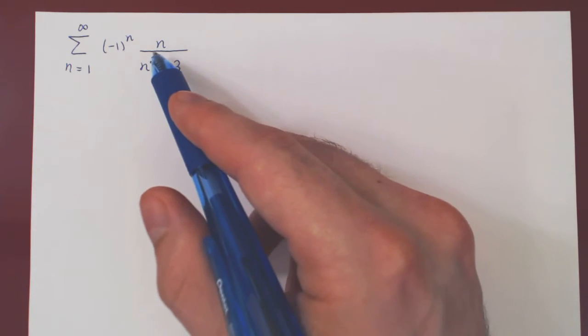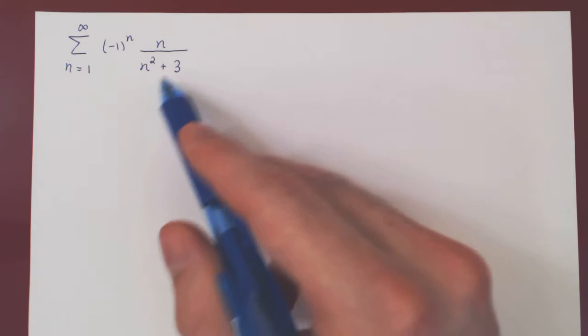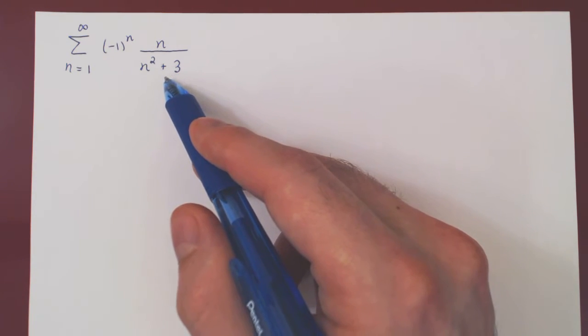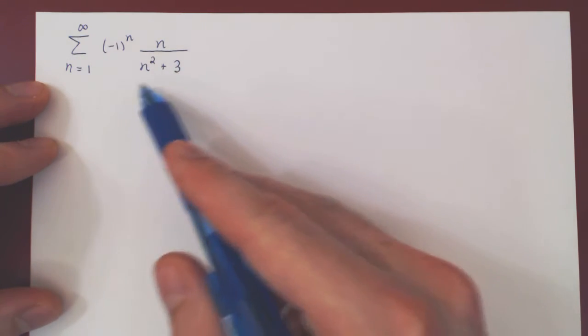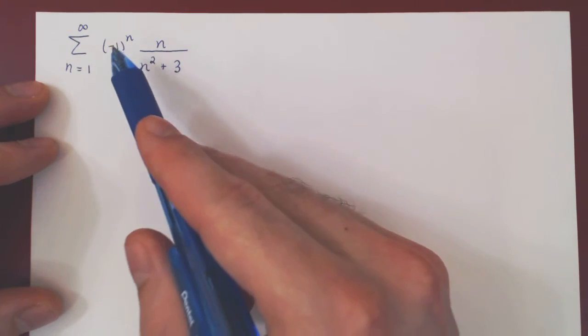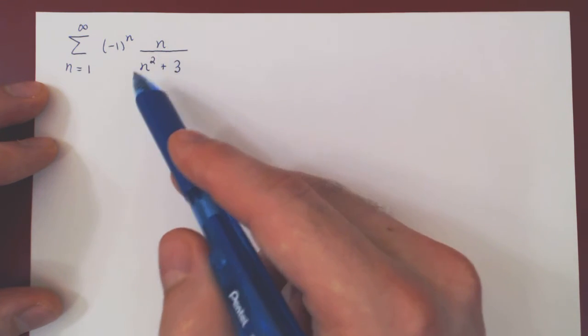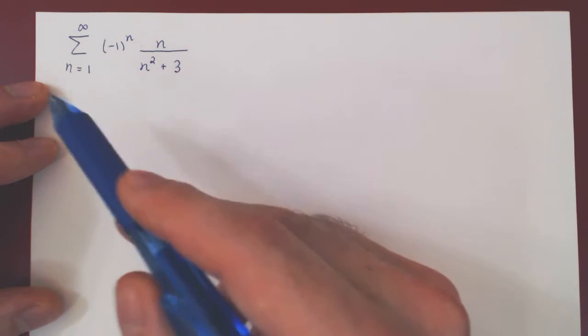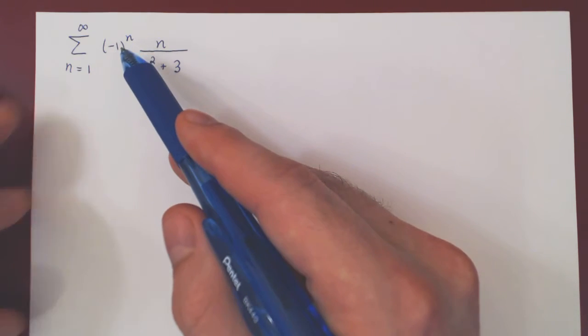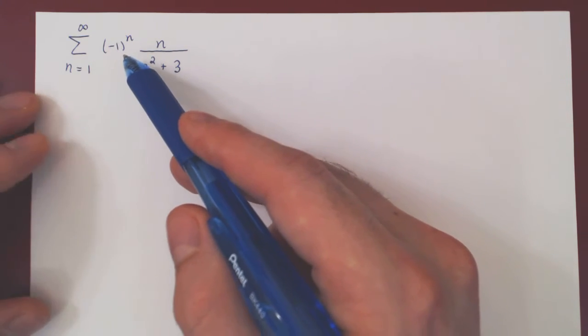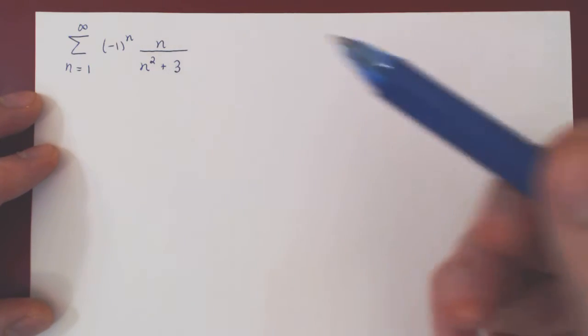Okay, so in this video, we will determine whether the series diverges, converges conditionally, or converges absolutely. So, let's look at the initial series. We are summing (-1)^n times n over n squared plus 3 as n goes from 1 to infinity. These terms are positive. (-1)^n will give us an alternation in sign, so we have an alternating series.